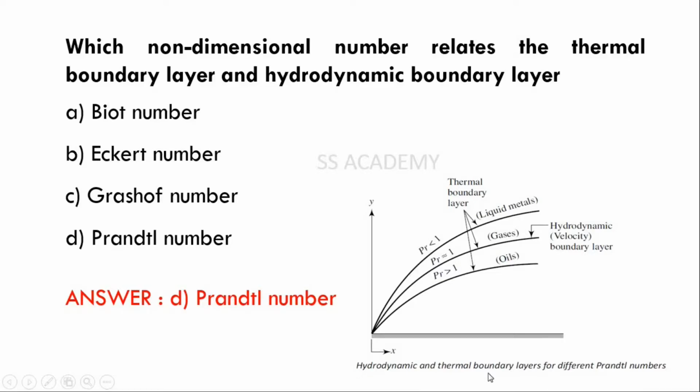Some additional points are given here. The hydrodynamic and thermal boundary layer thickness for different Prandtl numbers is plotted here. If you see, for gases the Prandtl number is approximately equal to 1, so the thermal boundary layer and the hydrodynamic boundary layer are the same. This is for oil and this is for liquids. So it indicates the thermal boundary layer for liquid metals and the thermal boundary layer for oils.